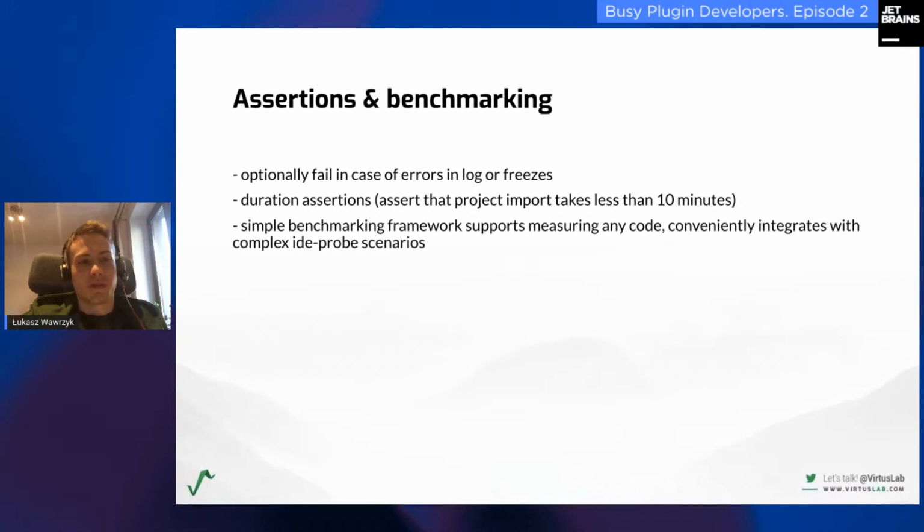Another feature is duration assertions. So you can assert that project imports, for example, take less than 10 minutes, because if it takes 20, it means something wrong happened. So in your plugin, you did some mistake and performance is much worse for the import, or something changed in recent IntelliJ version and you need to report it.